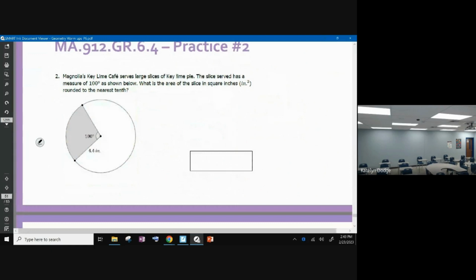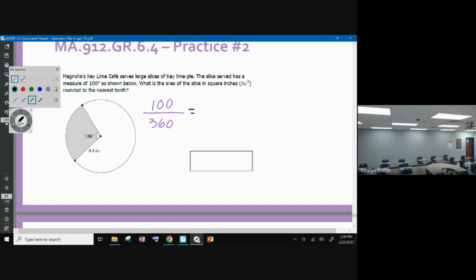Okay, we have another circle related problem. Spoiler alert, this is going to be a piece over whole. So let's keep that in mind as we read, try to figure out what our piece is, what our whole is. We have this key lime pie that's serving really large slices. And we have a measurement of 100 degrees. Already my head is spinning. I can't wait to set up my equation, piece over whole. So my piece is 100, my whole is 360. And now I want to keep reading.